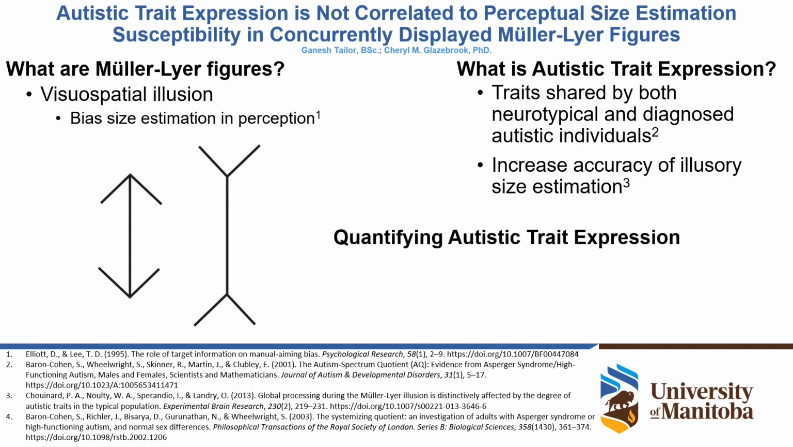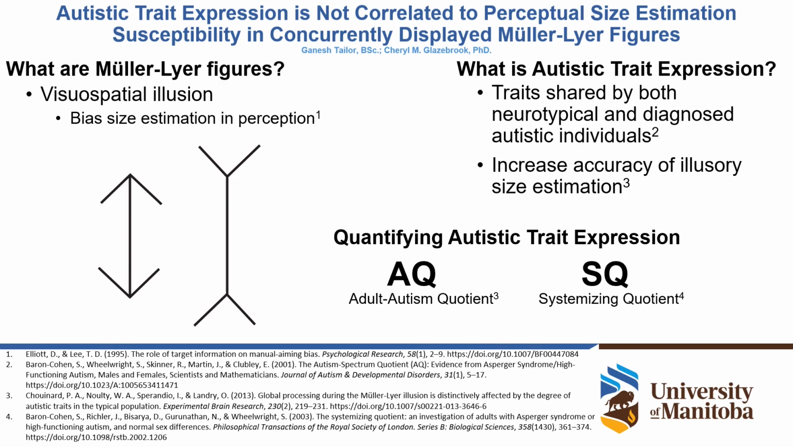Quantifying these traits can be done with self-report questionnaires, as we've done here, using the AQ and the SQ. The former being the Adult Autism Quotient, a scale developed to measure autistic trait expression in neurotypicals and those with high-functioning autism. The latter being the Systemizing Quotient, a scale developed to measure systemizing ability, which is positively correlated with the AQ.